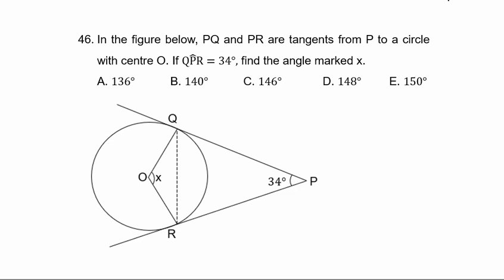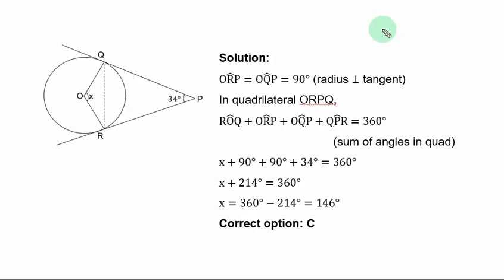Question 46. In the figure below, PQ and PR are tangents from P to a circle with center O. If angle QPR is 34 degrees, find the angle marked S. So this angle is given as 34 degrees, and you should find this angle. Solution. You have the diagram.